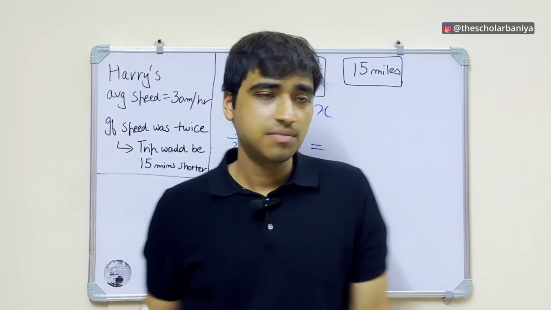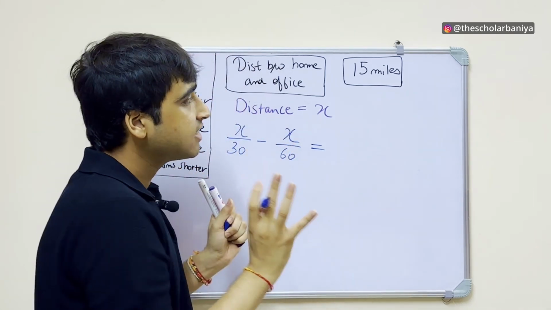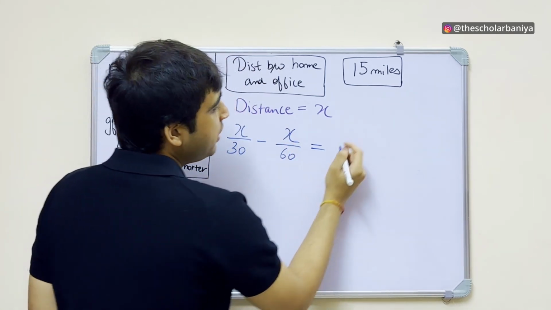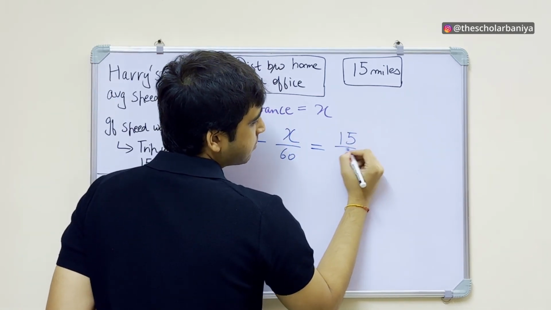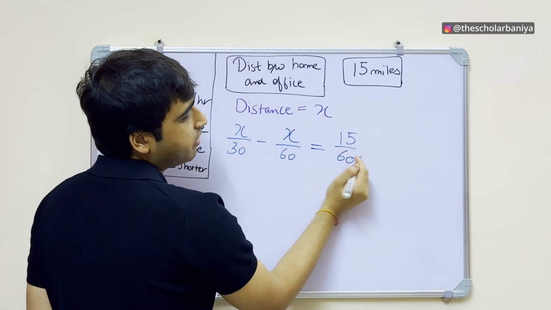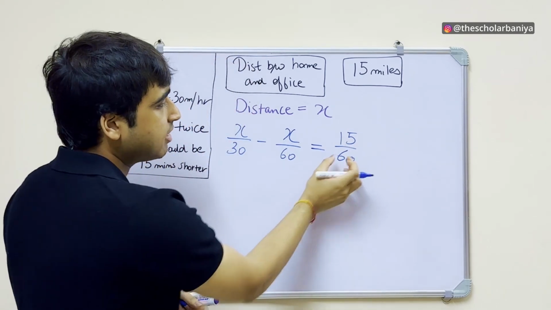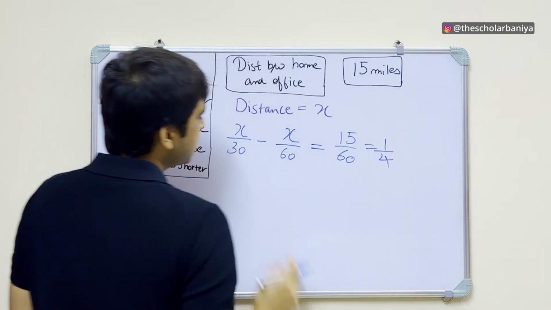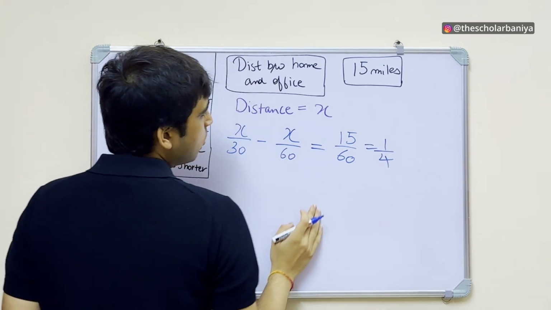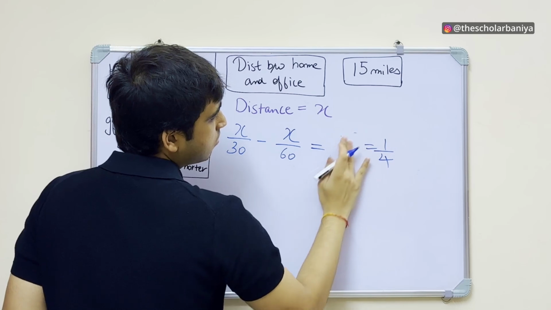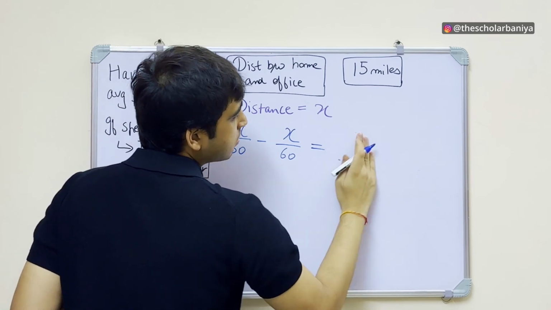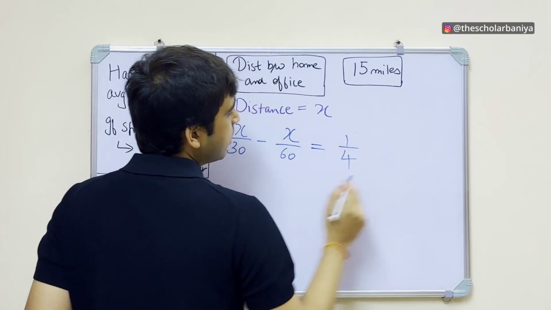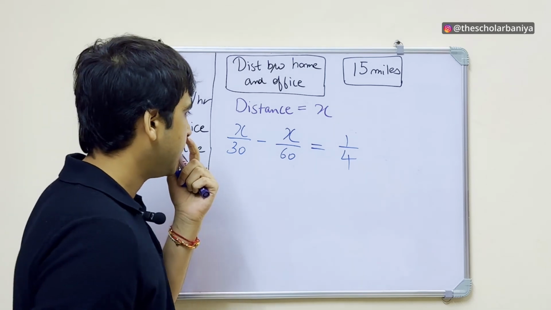So 15 minutes. Because everything is considered in hours, we write 15 upon 60, because 15 minutes upon 60 gives us hours. So this becomes 1 upon 4. So now you can just solve this, and you'll directly get your answer.